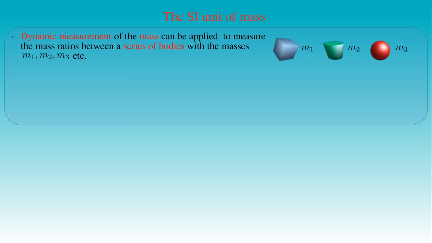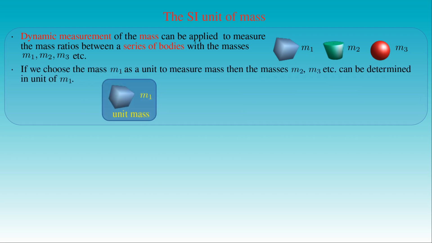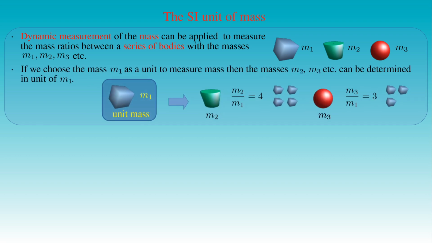We have seen that the dynamic measurement of the mass is applied to measure the ratios between the masses of different bodies, which allows us to define the unit of mass in physics. With the dynamic method, we can measure mass ratios for any series of arbitrary bodies with masses m1, m2, m3 and so forth. If we choose the mass m1 as a unit to measure mass, then the masses m2, m3 and so forth can be determined in units of m1. In this example we chose the cube with the mass m1 as the unit in the mass measurement, and it has a unit mass now.